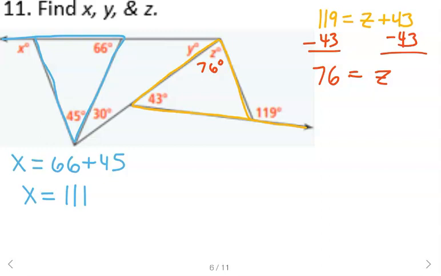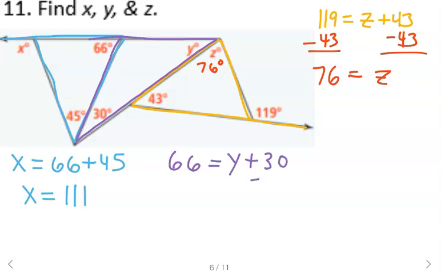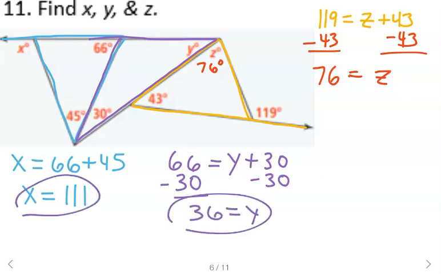And you may notice that this one is an external angle in this triangle. So you could say 66 is equal to y plus 30. Subtract 30 and you have the value of y. So we have x, y, and z. There are a few other ways that you can solve those for x, y, and z.